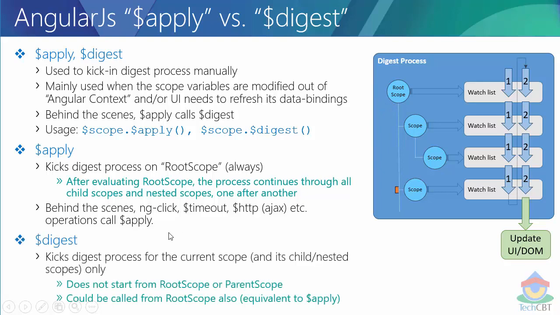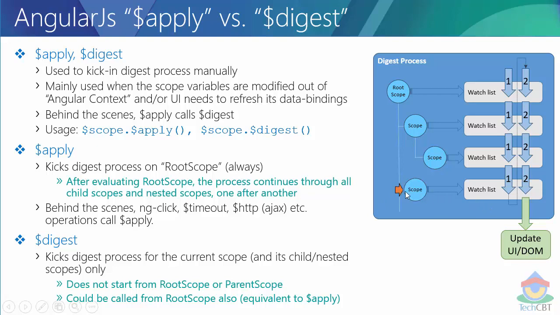And the next one is $digest. So this is almost similar to $apply, except that the digest is going to be kicking in on the current scope only. So it doesn't start with root scope always. So if you are on the current scope and if you use $scope.$digest, it actually tries to kick in the digest process only for that scope. So it's not going to be affecting any other scope related watch list, but it actually does invoke the digest process only on the current scope, and then further it actually goes to the updating of DOM only for the current scope.